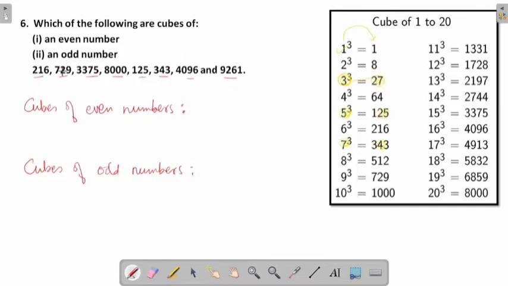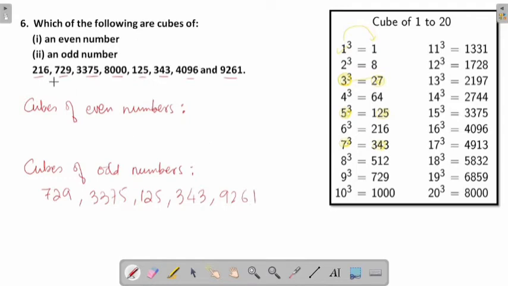So this is an even number, this is an odd number. So the first answer is 729. I'm sorry, this is an odd number, right? So I'm finding cubes of odd numbers. So 729. Next, this is also an odd number, so 3375. Next we have 125. Next we have 343, and next 9261. So all these numbers are cubes of odd numbers.